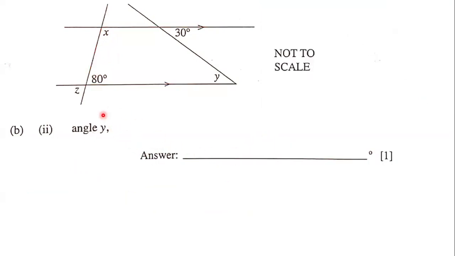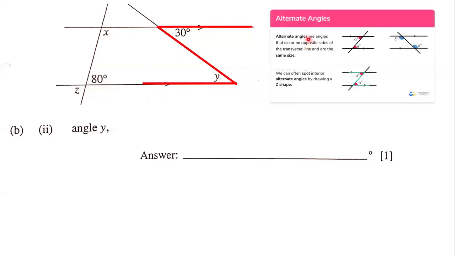Next, our goal is to determine the size of angle Y. Notice that we have drawn a Z shape. Now, what does a Z shape help us to indicate? Here, the chart says we can often spot interior alternate angles by drawing a Z shape. So the Z shape helps us to identify alternate interior angles, or just simply alternate angles.